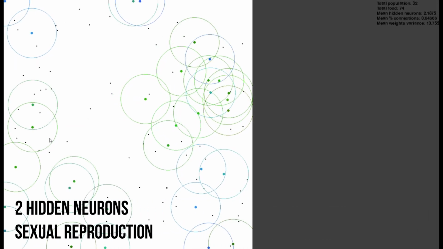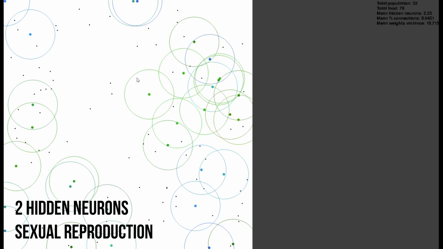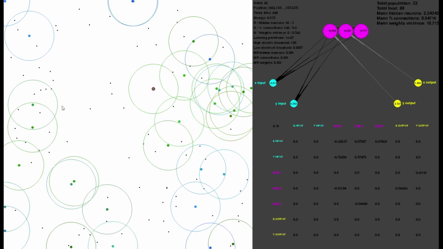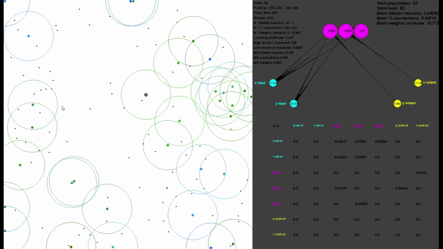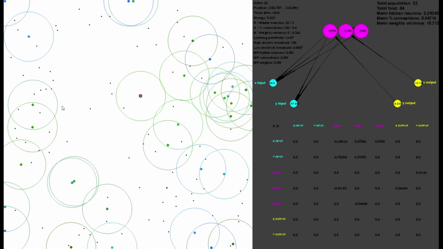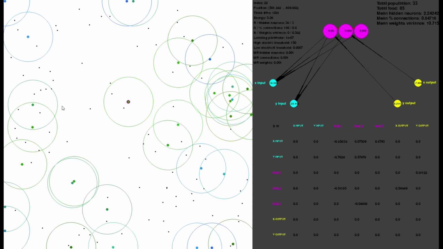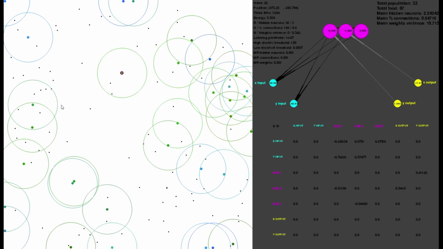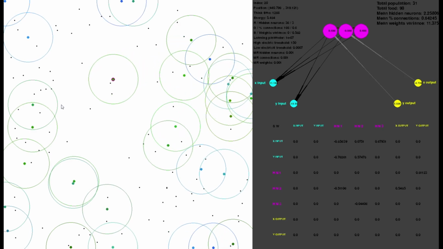In this version, the option of sexual reproduction has also been implemented. For sexual reproduction to occur, 2 requirements must be met. Both cells must exceed a certain energy threshold, slightly lower than in the asexual case, and they must be close enough, within the ranges of vision.